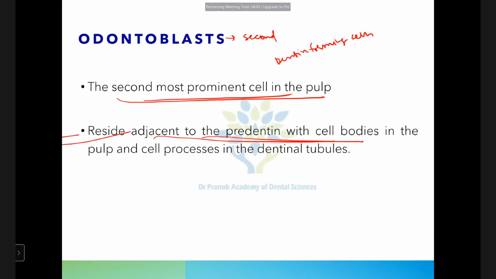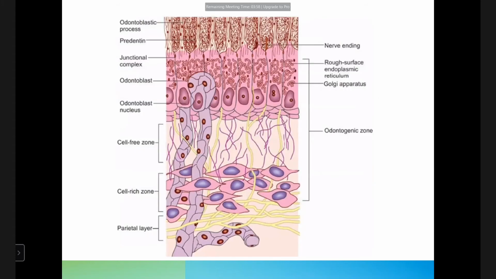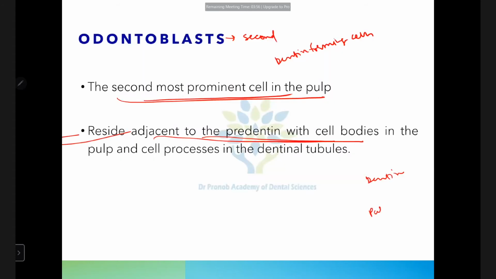There are two regions, right? It is present in between. These odontoblasts are present in between dentine and pulp. In here we have the odontoblasts. So these odontoblasts have their cell bodies in the pulp, whereas processes are present in the dentinal tubules. Okay, next.